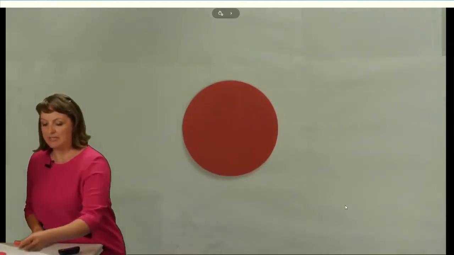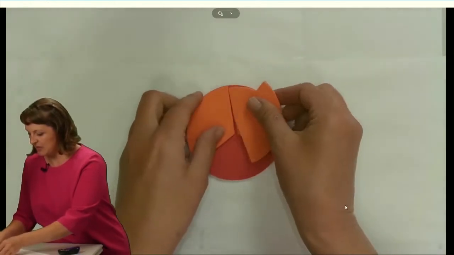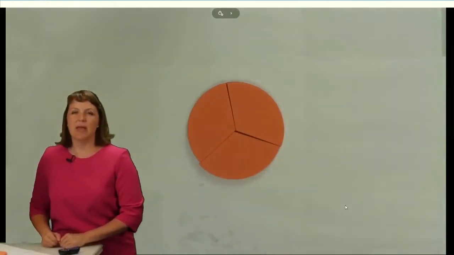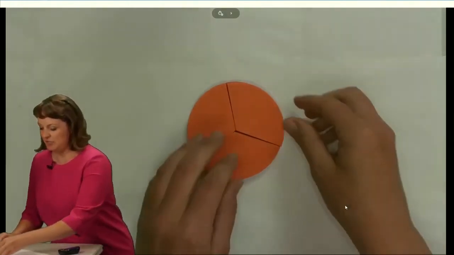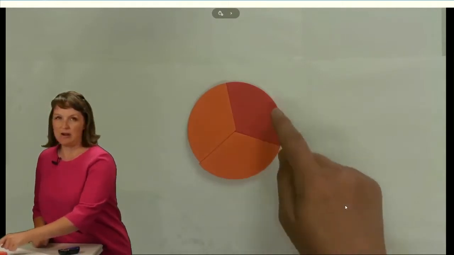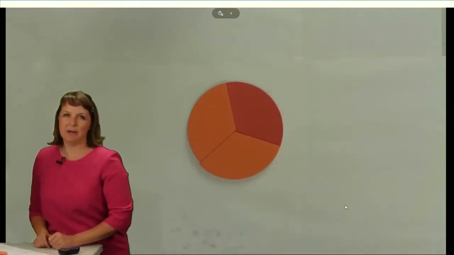And I'm going to take that whole and break it into how many equal parts? 3, because our denominator shows that I'm breaking that whole into 3 equal parts. Now I look at the numerator, and I want to show 2 of those 3 parts. So here is an area, and I'm showing 2/3 of that area.